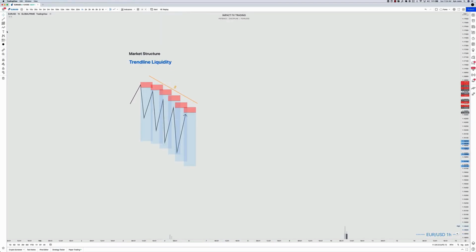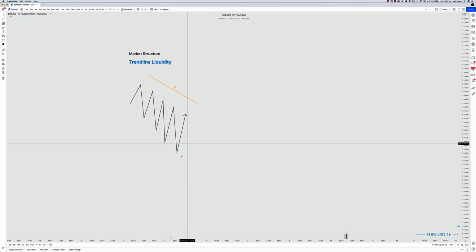Now, the interesting thing about what happens when price finally decides to take all this out is that price will typically do something like this, and then boom. It will not stop, it will not range, it will just absolutely wipe it out. Now, the reason for this has to do with the mitigation that we have been talking about.